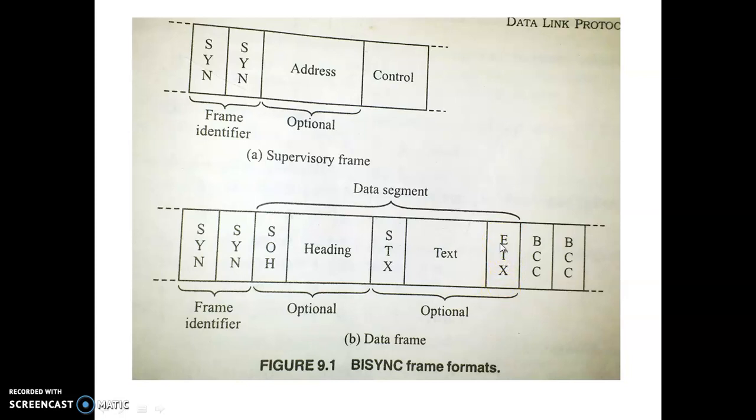Suppose a message is divided into 10 parts. How does the receiver know that the message is getting over? For the first 9 parts, this will be ETB. If it is ETB, the receiver understands that there is one more frame to come. If it is ETX, it understands that it is the last frame. And finally we have the block check characters, which are used for content error detection.